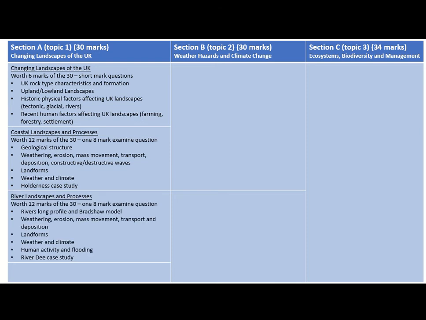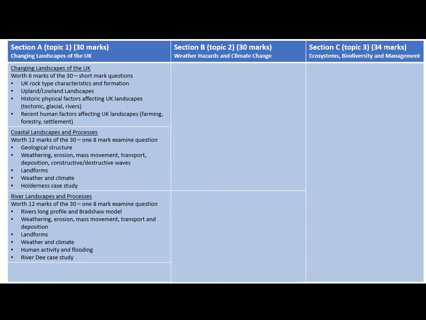Now the next part is river landscapes and processes, which is exactly the same structure as the coastal landscapes and processes section. It's worth 12 marks of the 30 overall. There'll be one 8-mark question in there and 4 short mark questions. So the 8-mark question will again be an examine question. So again, if you practice using the 8-mark questions made easy PowerPoint that's available, if you use those practice questions and then hand them in to me, then you can really get nailed down these examine questions.